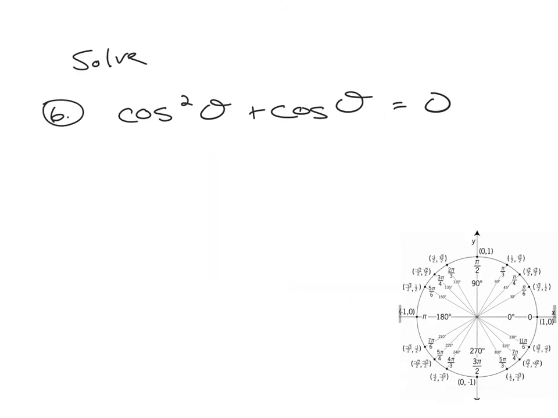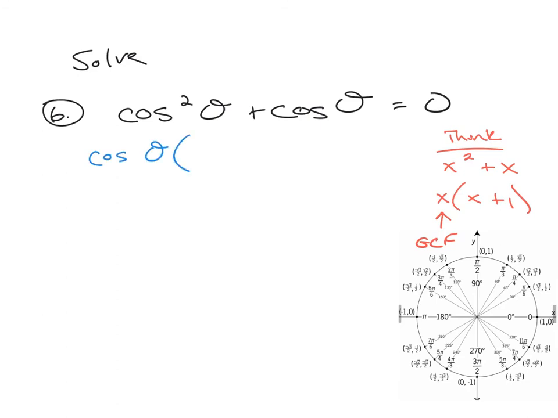All right, last but not least, here's your little side example. Think x squared plus x. They both have an x in common. We could factor that away. That's called the GCF, and we'd be left with x plus 1. So in our example, they both have a cosine, so we can say cosine theta is the GCF, and we'd be left with cosine theta plus 1 equals 0.